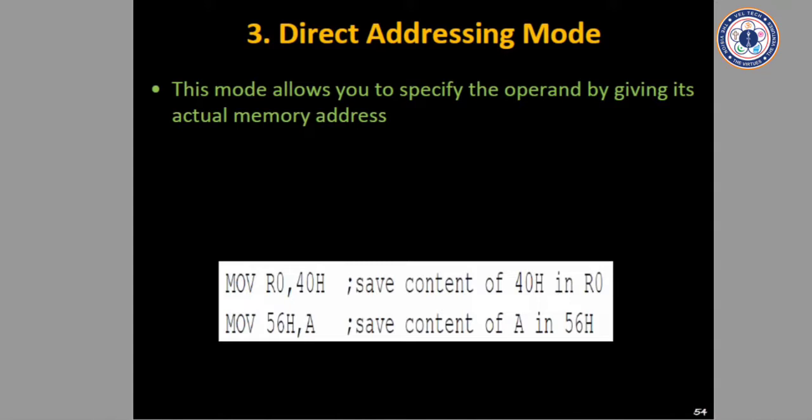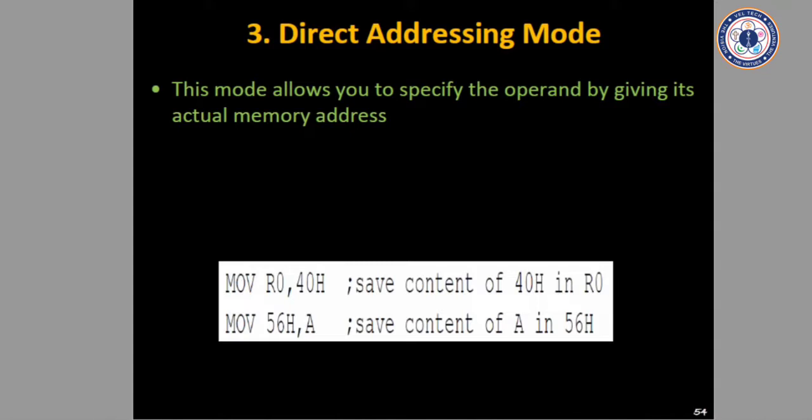For example, MOV R0,40. See here, this 40 is an internal RAM address. How will we explain this instruction? It means the content available in the memory location, that means RAM location 40H, is copied to the register R0. So this is the explanation for direct addressing mode.